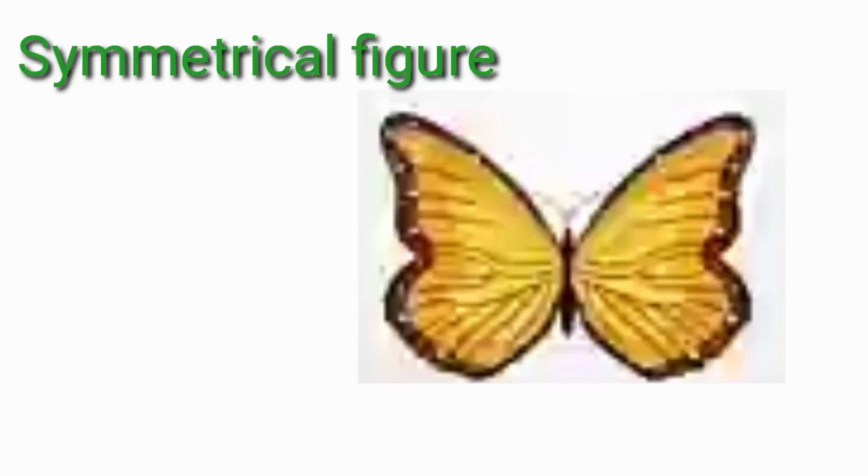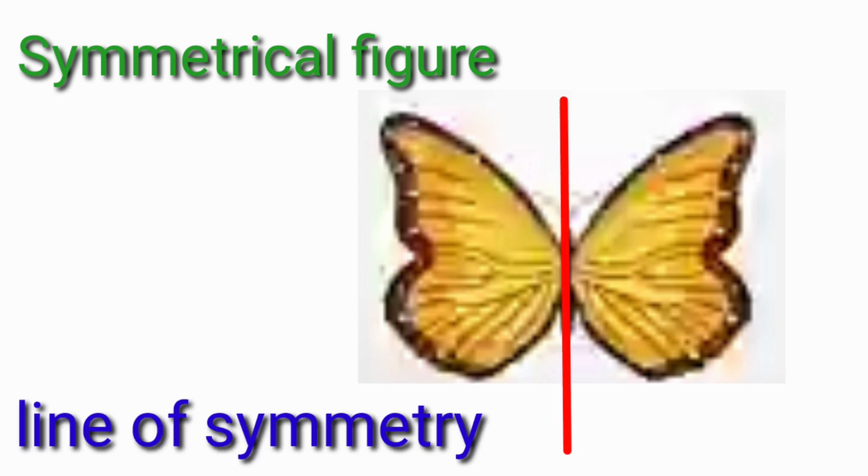Children, look at this butterfly. Now we are going to fold it. If we fold this image, one half of this image completely covers the other half. It is a symmetrical figure. This line is called the line of symmetry.